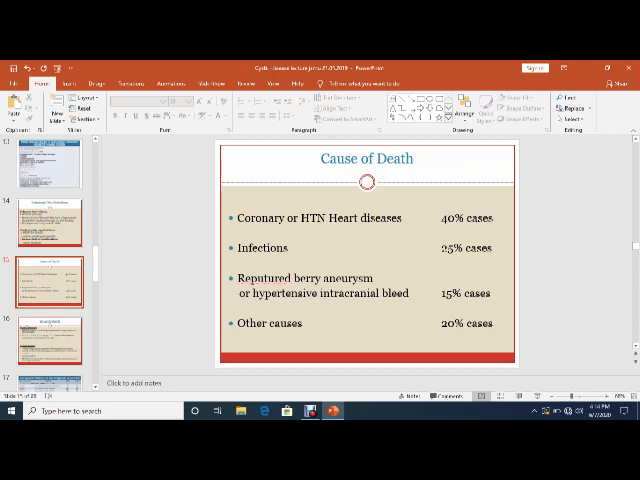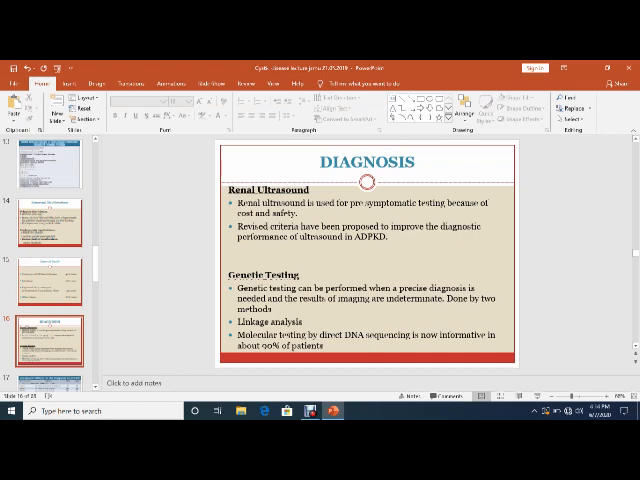This slide shows the cause of death or mortality in polycystic kidney disease, why these patients die. If you see, 40%, the major contribution to the cause of death, is hypertension, heart disease, coronary or cardiac cause. After that 25% is infection, sepsis, 15% is rupture of berry aneurysm and 20% are other causes.